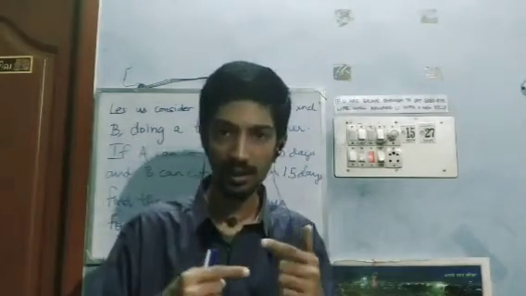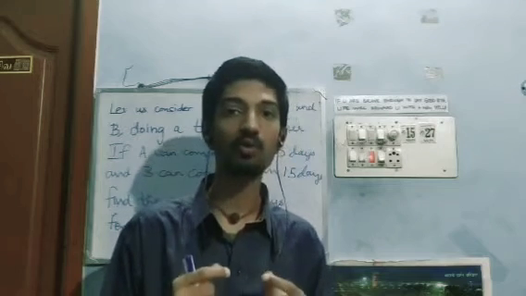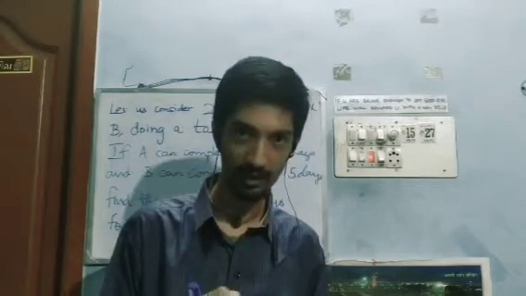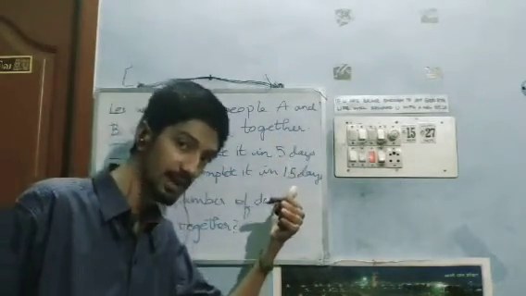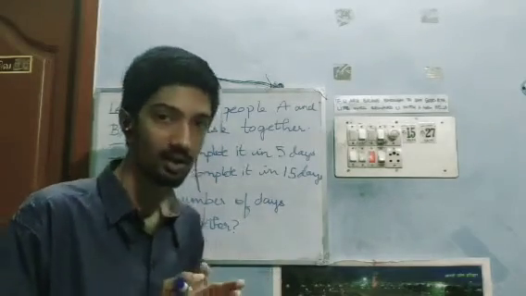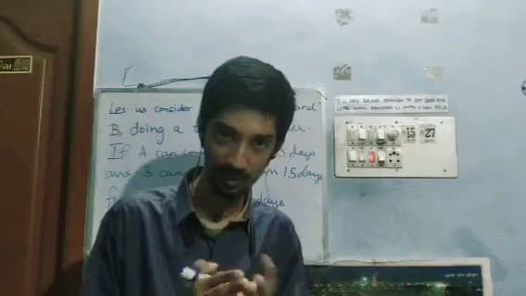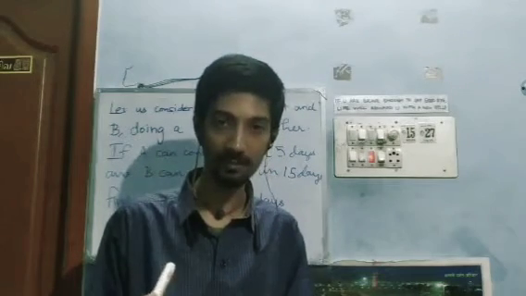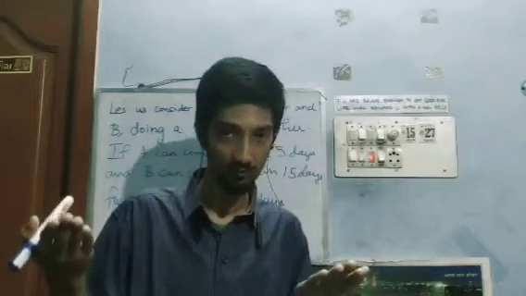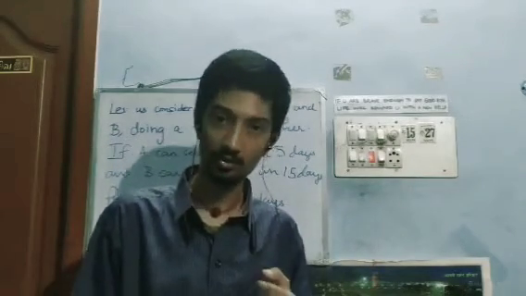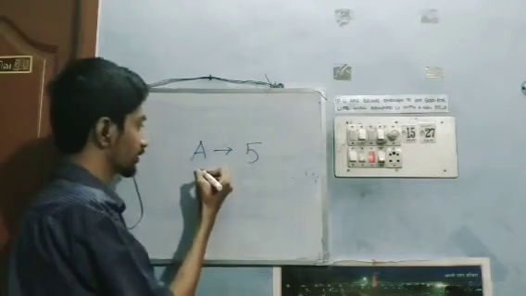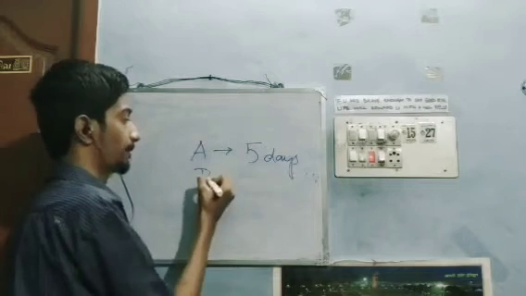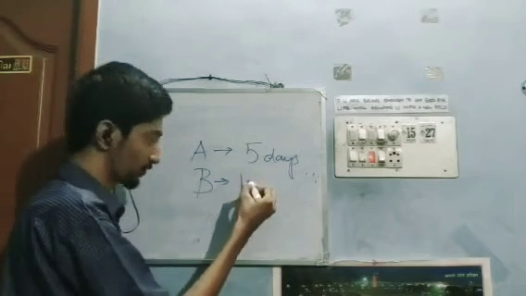While reading the problem, you must have got a certain idea how to calculate the amount of work done by one person, because work done by the first person is given, and work done by the second person is also given. So when they are doing it together, will the time increase or decrease? Definitely the time will decrease, right? Because the number of men is increasing, the amount of time required will be reduced. So let us see how to solve. Here we have person A doing it in 5 days, correct? B doing it in how many days? 15 days, exactly.